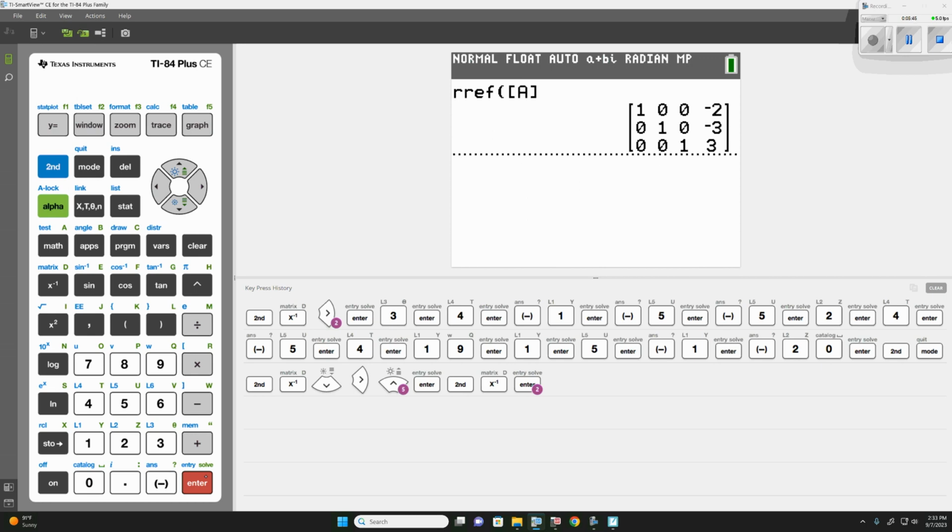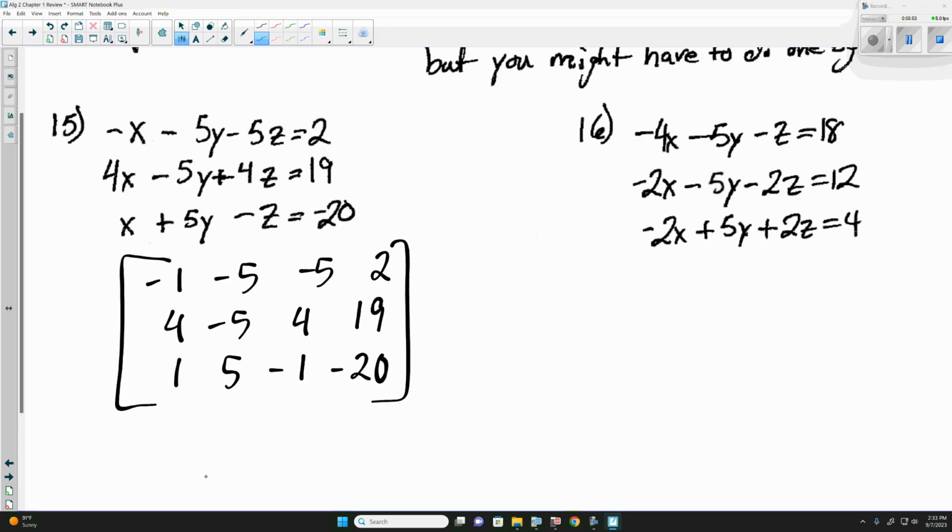And the last column is the answer. Because we had x first, y second, z third, it's going to go x, y, z. So -2, -3, 3. So our answer is -2, -3, 3. And that's all we need. Now, if writing it as an augmented matrix helps you get the correct answer, go on and write it out. If you feel comfortable typing it straight into the calculator from the equations, you can do that too.